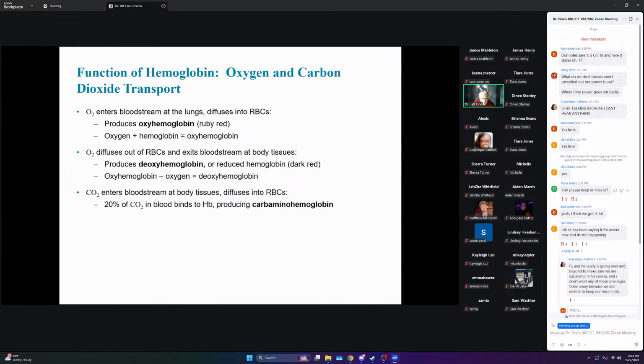Okay, and here's where that statement that I made on the previous slide holds up, that only about 20% of carbon dioxide coming from the cells as waste product actually binds to the hemoglobin. The rest dissolves in our blood plasma, that liquid portion, and makes its way back to the lungs in that manner.